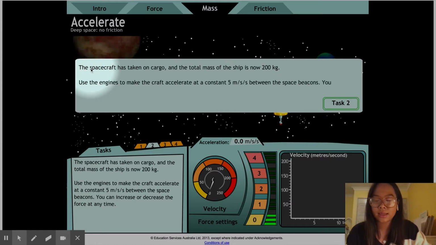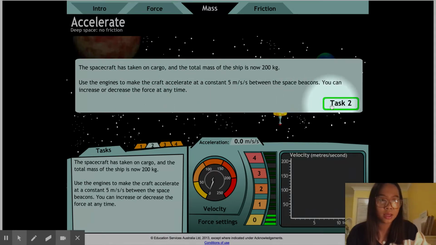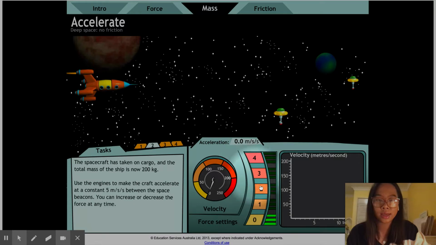It tells us that the spacecraft has taken on cargo and the total mass has increased by 100 kilograms and is now 200 kilograms. However, the engine still needs to accelerate to a constant 5 meters per second per second. So students know that they can only control the force setting.